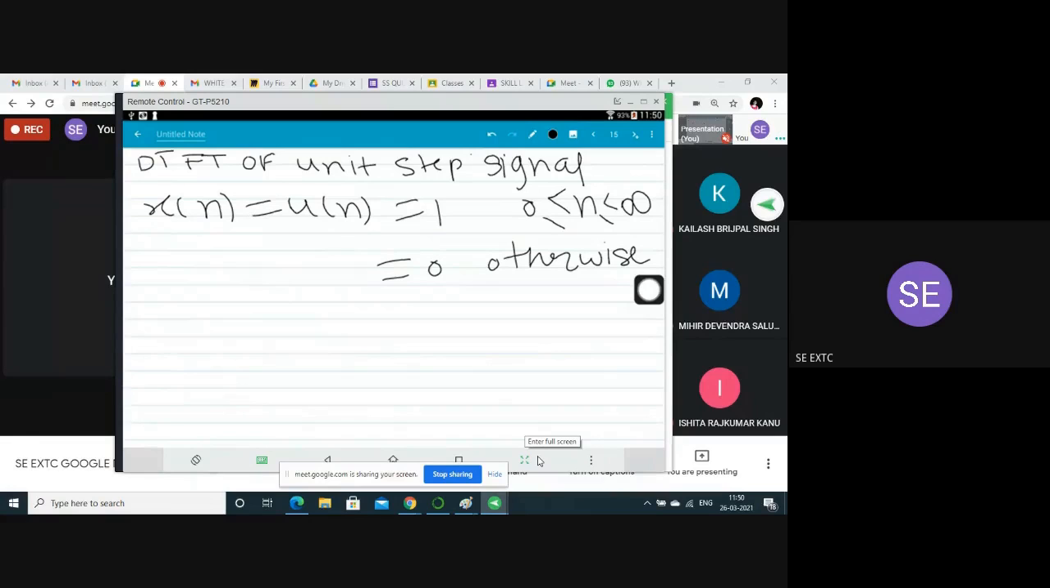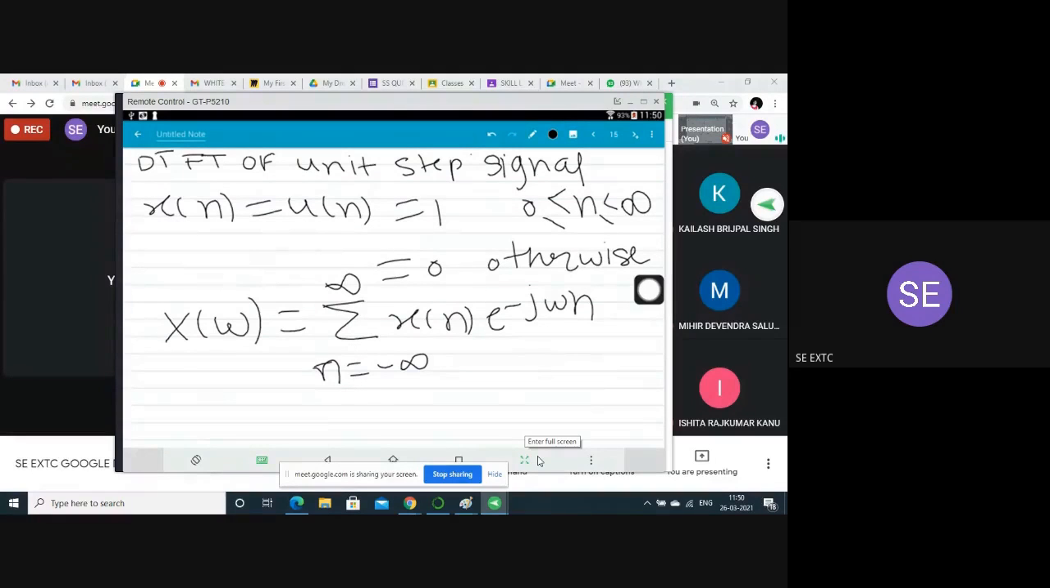So first of all, you have to write the formula. What is that formula? X of omega is equal to the summation from n equal to minus infinity to infinity of x of n e to the power minus j omega n. So this is your formula to find the DTFT.